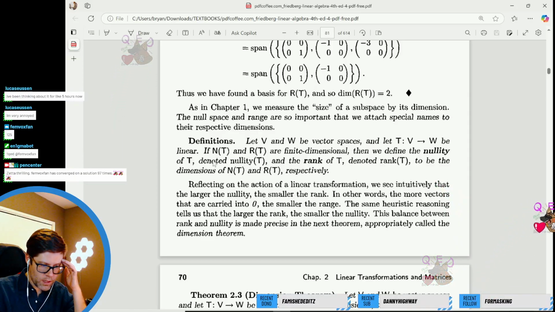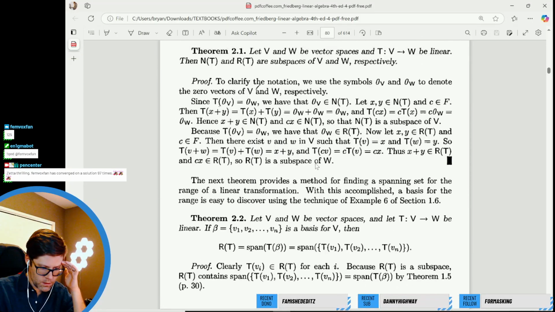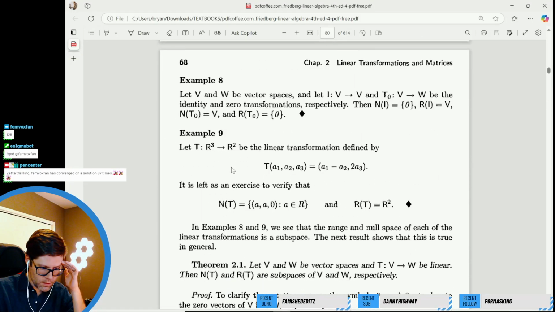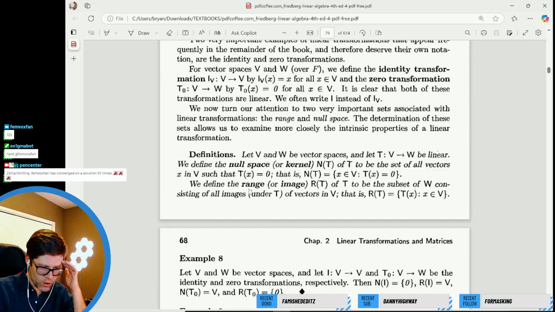Let V and W be vector spaces, if N(T) and R(T) are finite dimensional. Okay, so where's the definition of... Yeah, null space or kernel, and then the range and image.